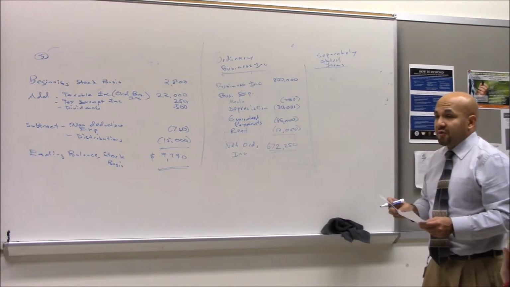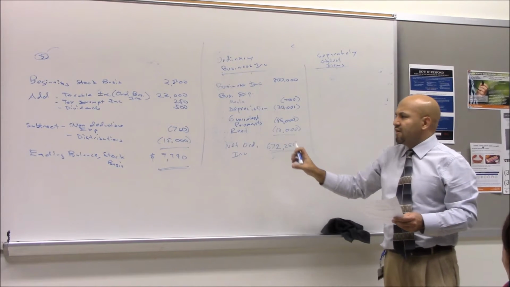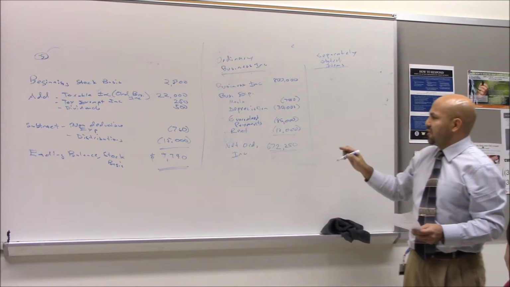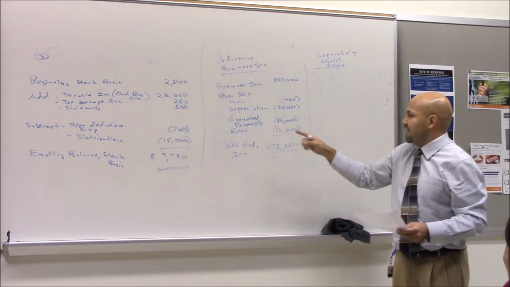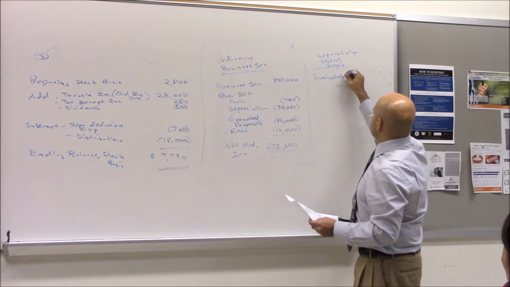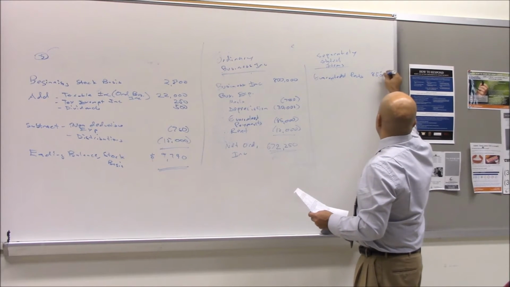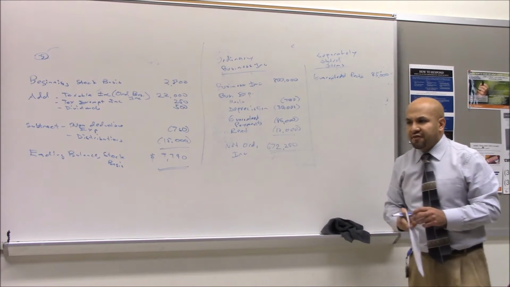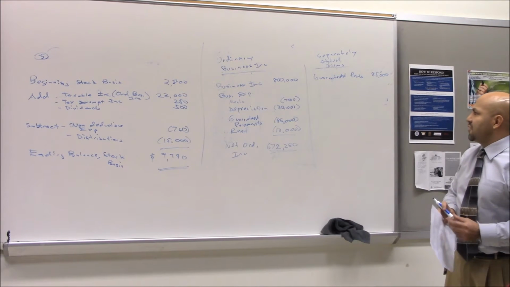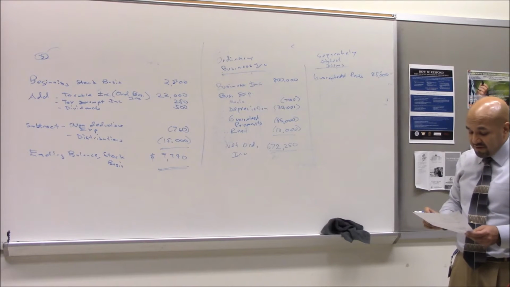So what do we have for separately stated items? Anything from here? There's one item that's separately stated. Guaranteed payments. Yeah, the guaranteed payments would be a separately stated item. Let's assume that they split the 85,000 50-50. Each partner would report 50% of the guaranteed payment on their respective tax returns.